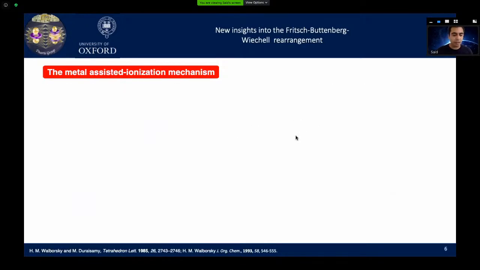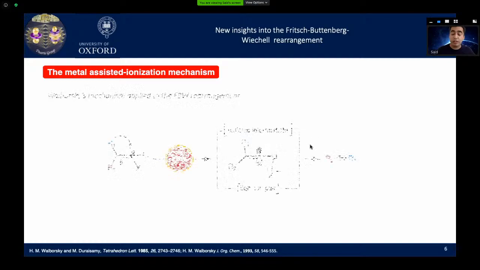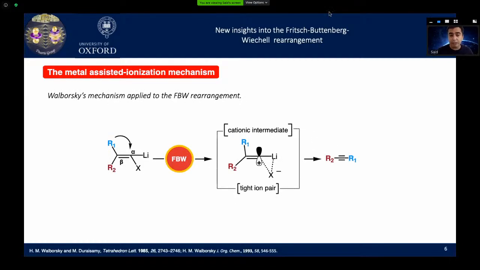This hypothesis can be applied to the FBW rearrangement, in which the beta substituent group anti to the halogen atom performs a nucleophilic attack towards the alpha carbon, forming the corresponding cationic intermediate with the tight ion pair and an empty p orbital at the alpha carbon, and then forming the corresponding acetylene compound.